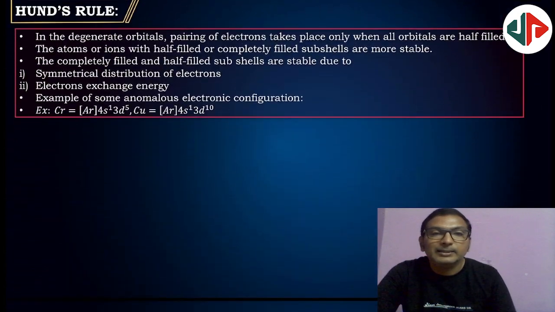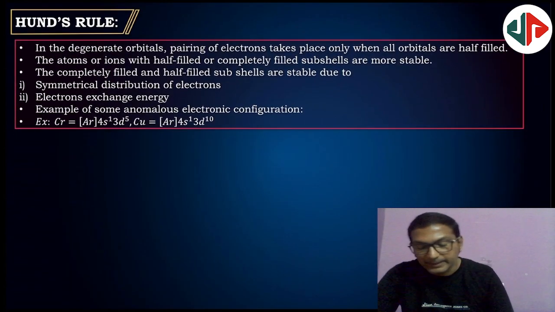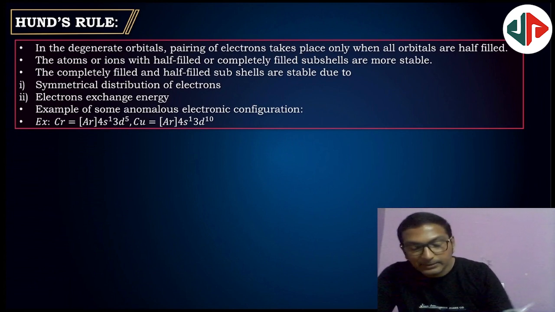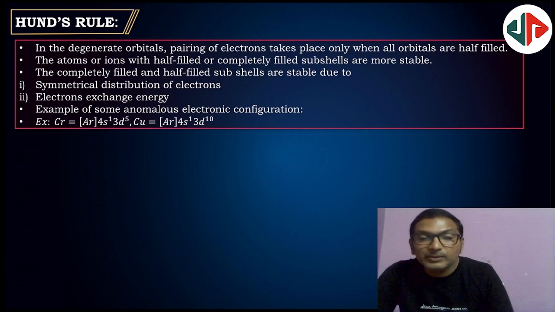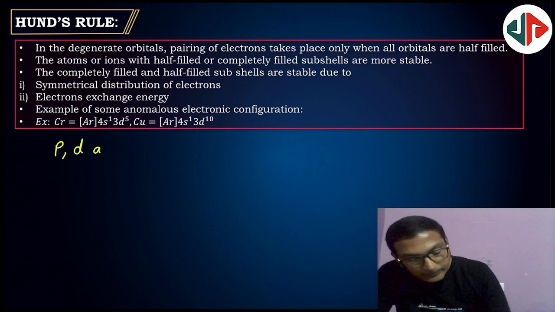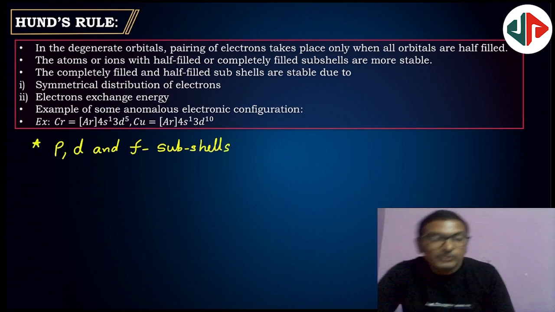Next, Hund's rule. It explains the stability of electronic configuration. In degenerate orbitals, you know what are degenerate orbitals? Degenerate orbitals are orbitals with the same amount of energy. Pairing of electrons takes place only when all orbitals are half filled. This is applicable to P, D and F subshells.